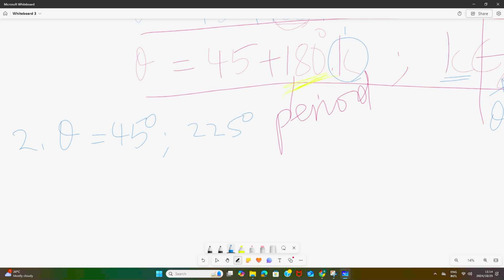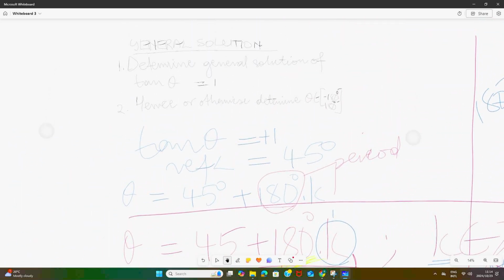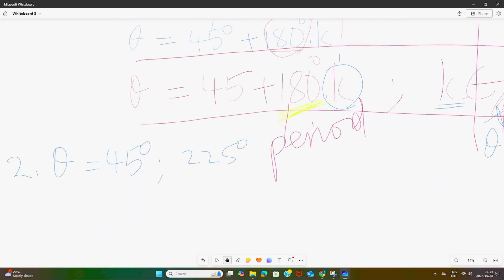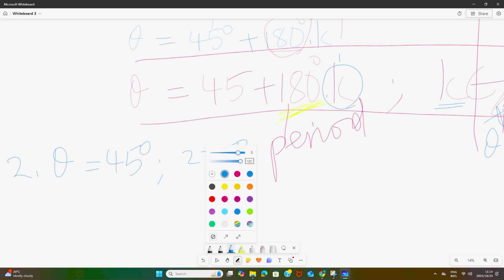Our interval was saying we were looking for the values of theta in the interval of minus 180 to 180 degrees. Then we have 225 degrees when k is equal to 1, which is already more than that 180 degrees. It's fine, it's outside that interval of ours. Now let us go to negative numbers. Let's say now our k is negative 1. It will be minus 1 times 180 degrees, which is negative 180 degrees, plus 45 degrees.